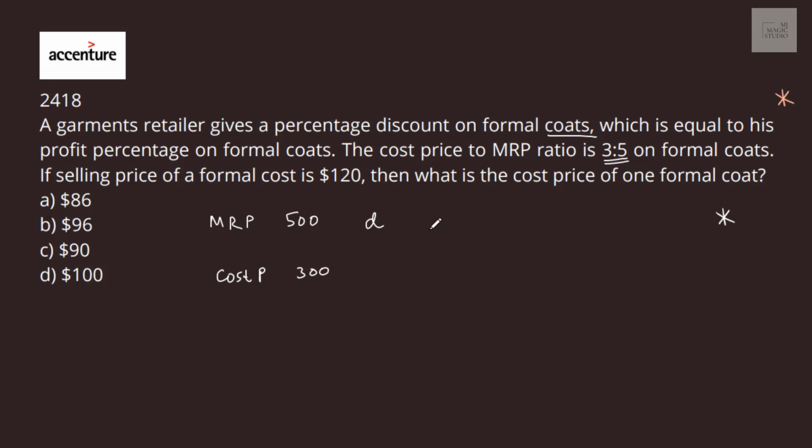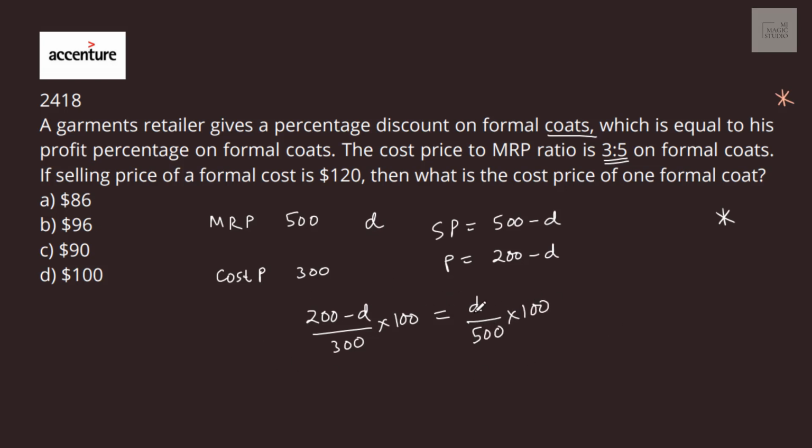how much is the profit? Selling price is 500 minus D. Profit is selling price minus cost price, that is 200 minus D. So profit percentage would be 200 minus D by 300 into 100. This is your profit percentage. This is the same as the discount percentage. Discount given is D on 500 into 100. If we solve this, we can find the value of D, isn't it? 0 gone, here 0 gone. 1000 minus 5D is 3D. That means D is 1000 by 8.